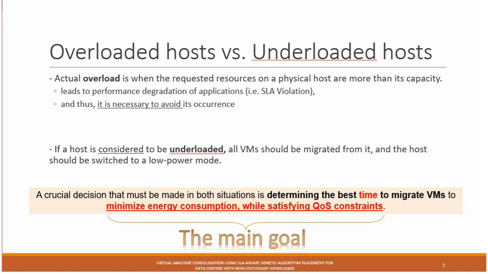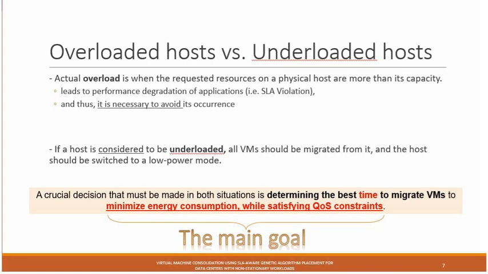When we use VM consolidation, overload and underload conditions may happen. Actual overload is when the requested resources on a physical host are more than its capacity. It leads to performance degradation of applications. That is, SLA will be violated in this condition. On the other hand, if a host is considered to be underloaded, all its running VMs can be migrated out from it, and the host can be switched off or switched to low power mode.